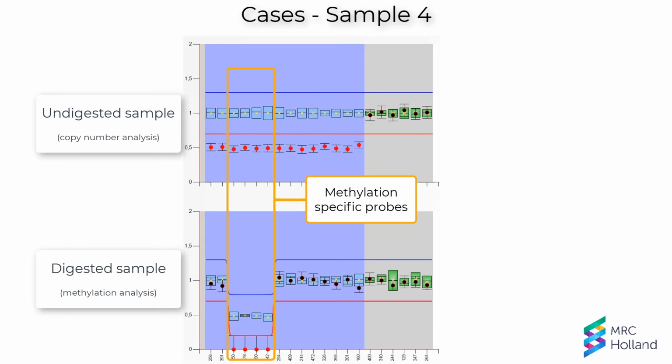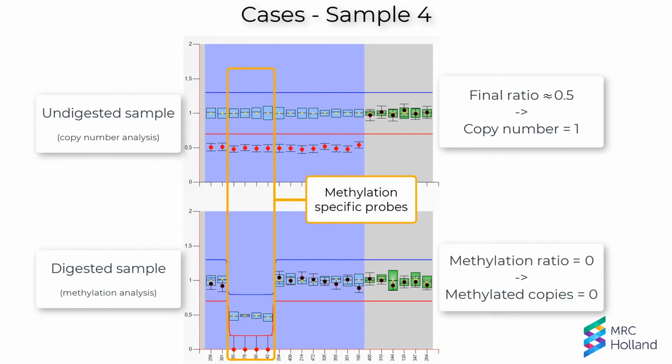The undigested sample 4 shows copy number ratios of around 0.5, indicating that only one gene copy is present. The methylation ratios being 0 in the digestion reaction indicate that the probes could not be amplified. This means that the single copy that is present in this sample is unmethylated.